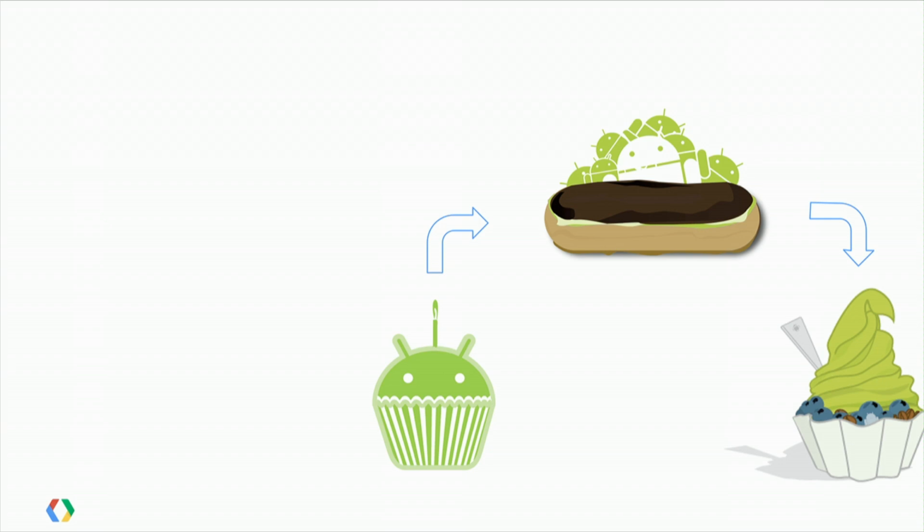So starting at the beginning, we included Bluetooth. So Android 1.0, we have Bluetooth 2.0, with a headset and hands-free profile. So you can make a phone call using your Bluetooth headset or car kit.